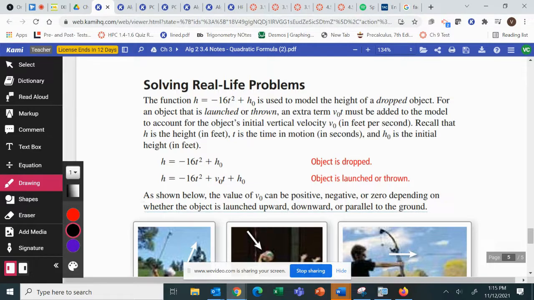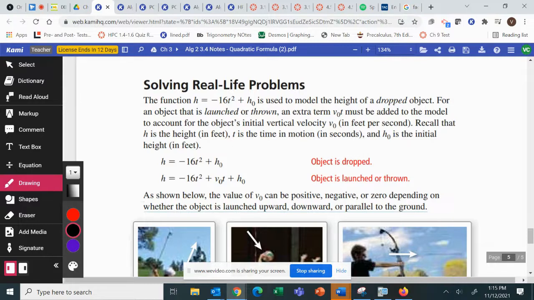So about right here, the h would be 5 feet, because that's about where my eyebrows are. So h sub 0 is the initial height. V sub 0 is the initial velocity. If we throw something up, velocity is positive. If we throw it down, velocity is negative. And then this h over here, that's the height after a specific time.